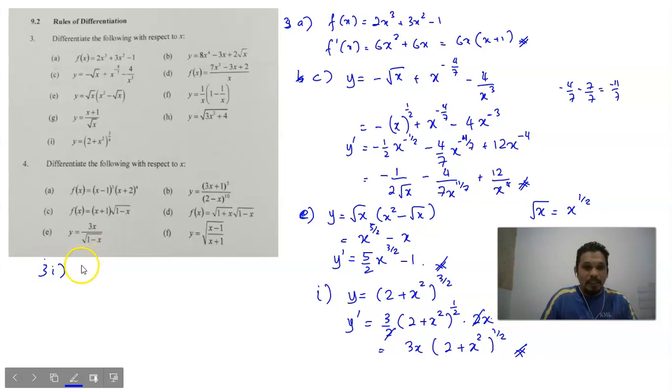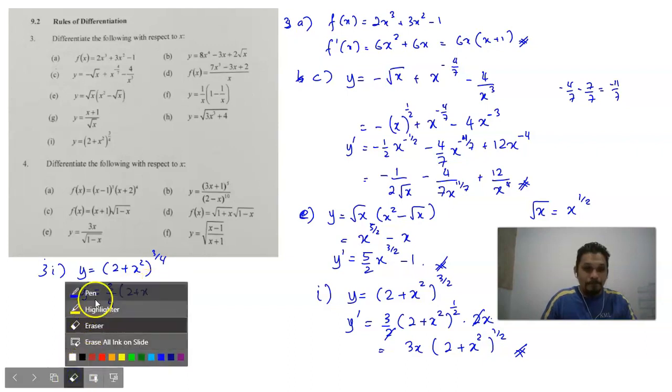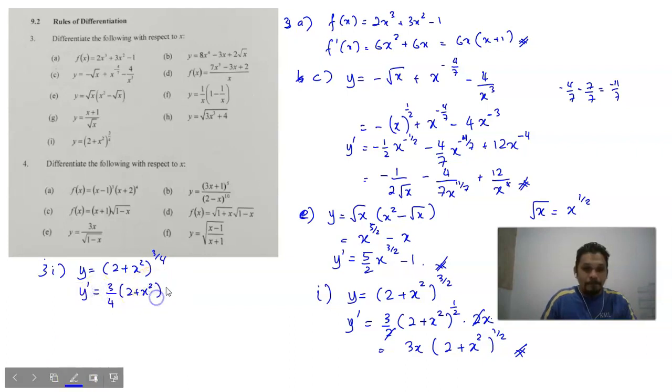Question number 3, which is y equal to (2 + x^2) to the power of 3 over 4. Then y prime equals the differentiation of the power outside, 3 over 4, then (2 + x^2) to the power of 3 over 4 minus 4 over 4, which is negative 1 over 4.